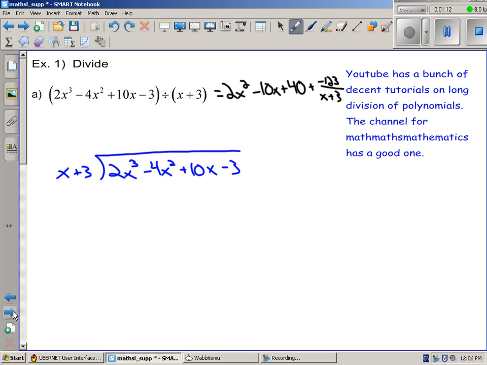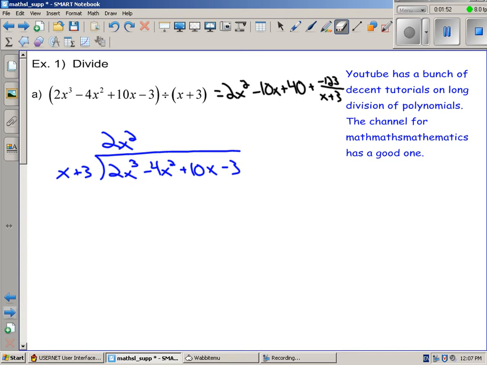When we did it with numbers, say we had 38 divided by 3, we asked ourselves, does 3 go into 3? This first 3 go into 3? Yeah, it does. It does it one time. It's going to look very similar over here. We have a leading term of 2x cubed, and we ask, does that go into x? So if you take 2x cubed and divide it by x, what do you get? You get 2x squared. Great. That's the first part of our process.